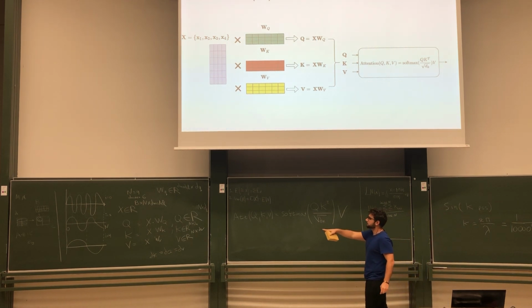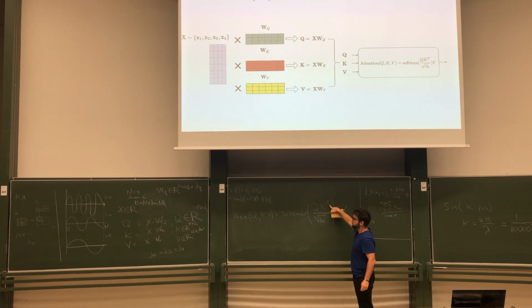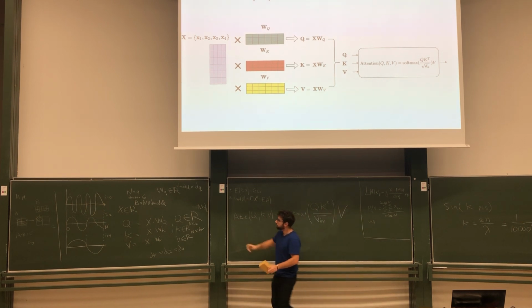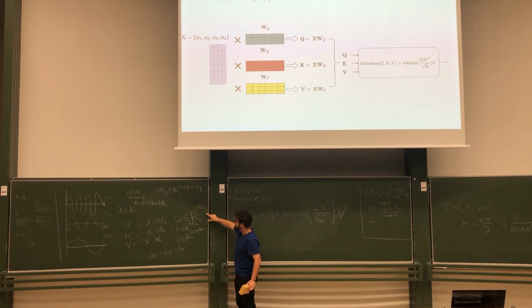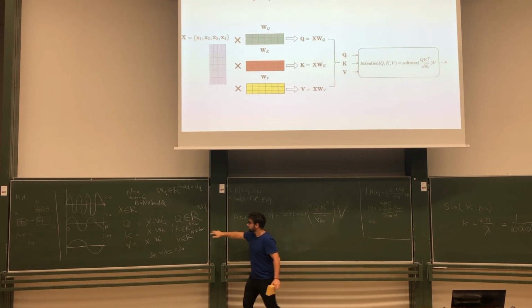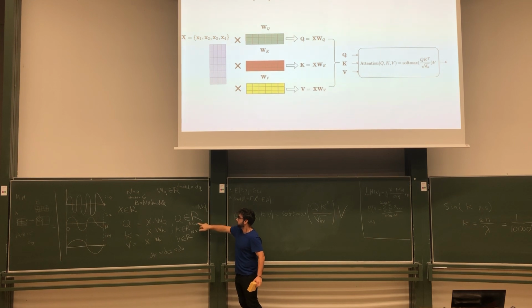Then this answers the question why we need a transpose here. If we want to multiply these matrices, we have to transpose one of them. And the multiplication happens in this dk dimension.